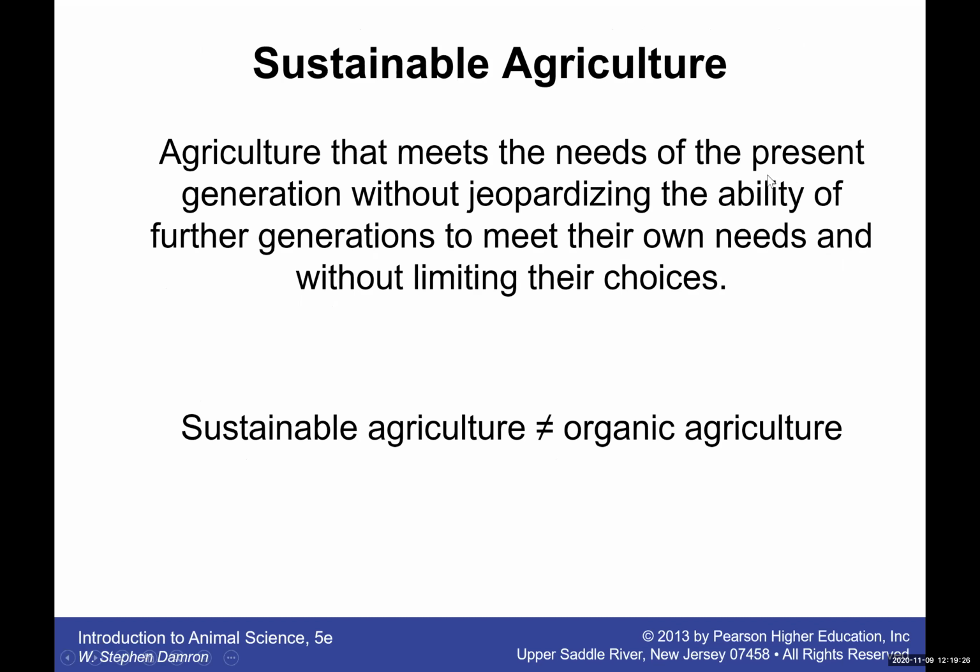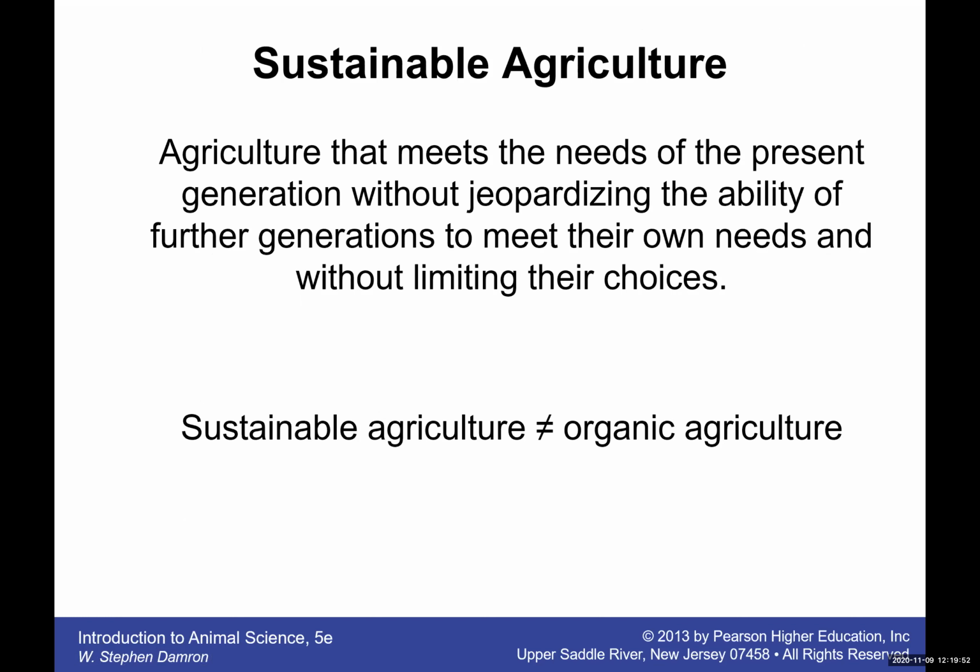All right, so sustainable agriculture itself is agriculture that meets the needs of the present without jeopardizing the ability of the future to meet their own needs. So we also want to do this without limiting the choices of future generations. But one distinction I want to make is that sustainable agriculture does not equal organic agriculture, right? Organic agriculture is actually a certification, a label.